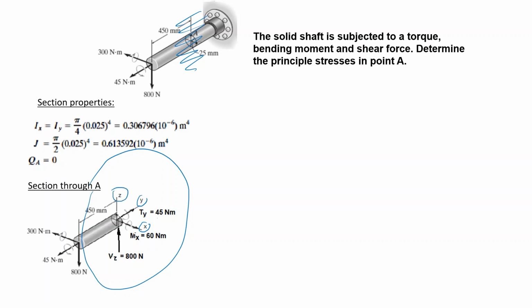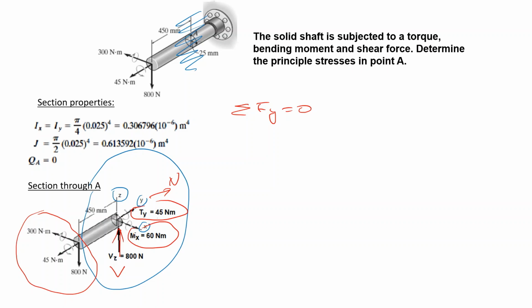Possible internal loadings are: a normal force, a shear force, a bending moment, and a torque. These are the acting external loads. We have to use the equilibrium equations to determine these internal loadings. Let's start with sigma Fy equal to 0. Sigma Fy is in this direction. Here we have only the normal force N, but since there are no external forces in this direction, N equals 0.